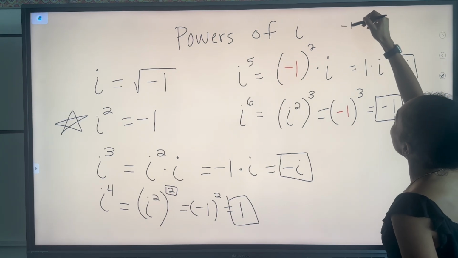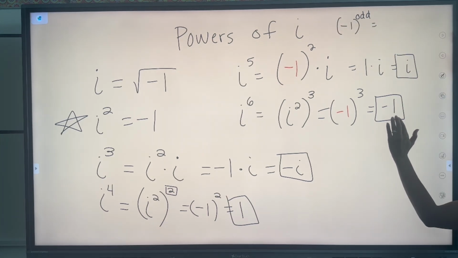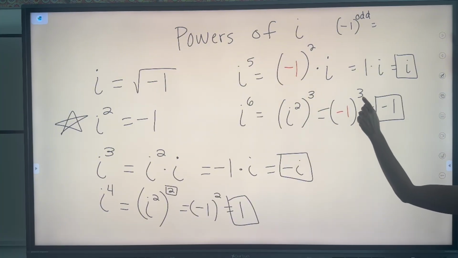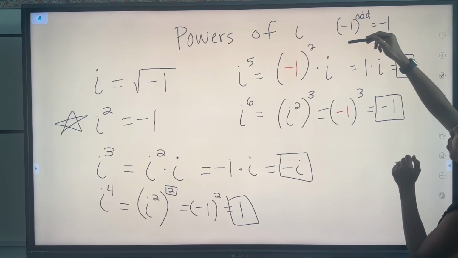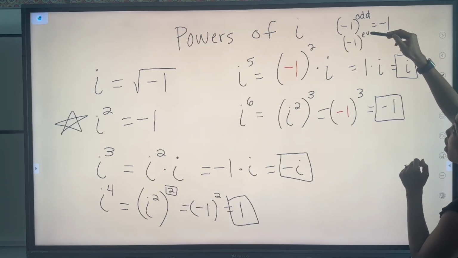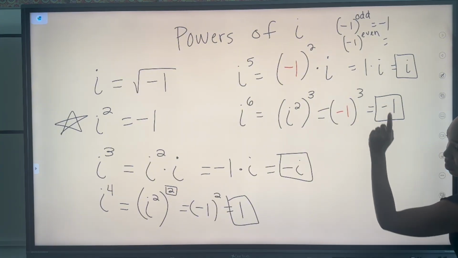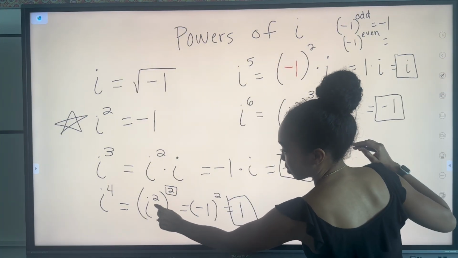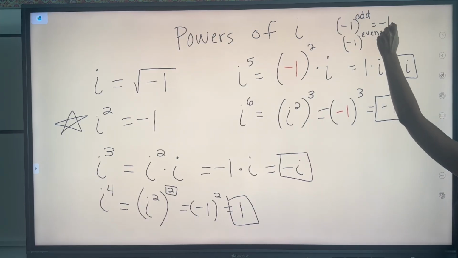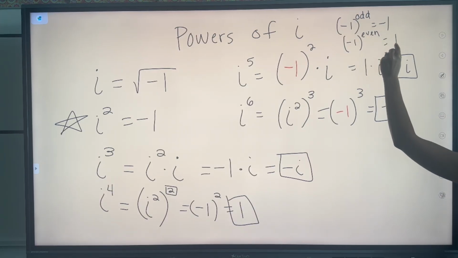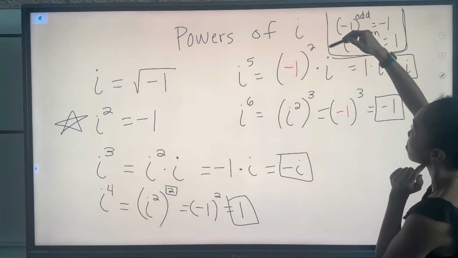So guys, I'm going to pause here. Whenever you have a negative 1 to an odd power, it's going to be negative. You had an odd power here. Negative 1 to an odd power is always going to be negative. When you have negative 1 to an even power, like you did right here, it's always positive 1. So odd will give you a negative answer, even will give you a positive answer. Please write this down. You need to have that memorized.